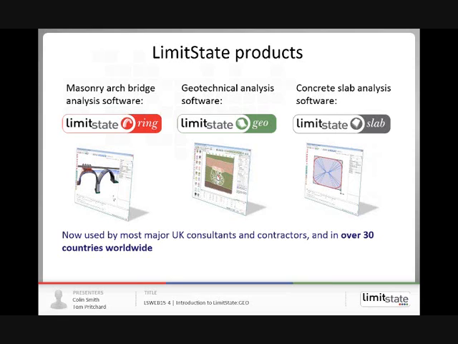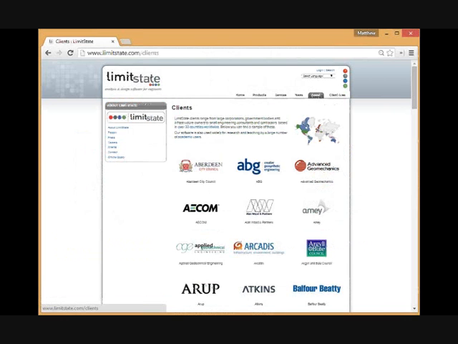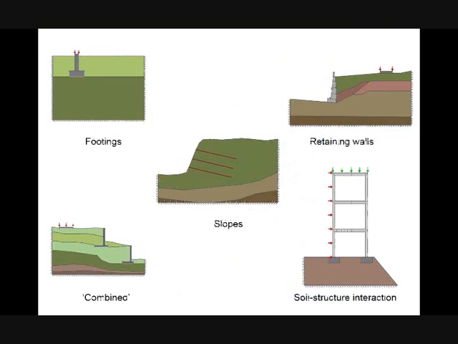At present, the company has 3 products available: LimitState Ring for Masonry Arch Analysis, LimitStateGEO, subject of today's webinar, and LimitState Slab for concrete slab analysis. And the software is used by many contractors and consultants, large and small, across the world in over 30 countries worldwide.